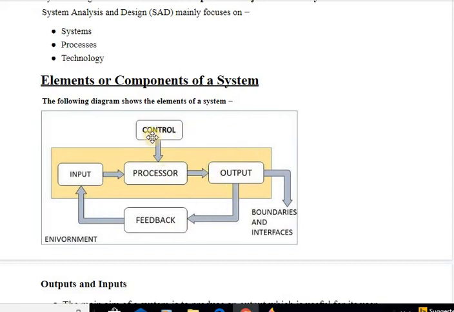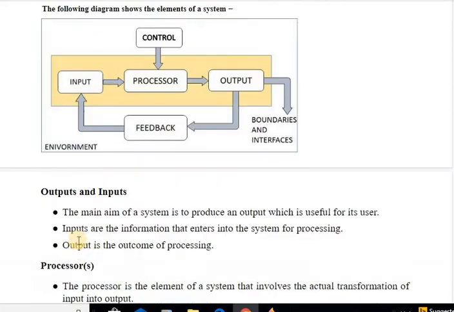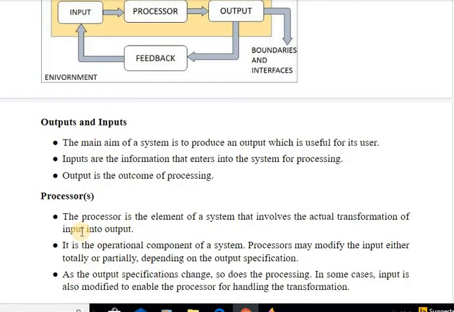So as you can see in the diagram, we have 5 units here, which are input, output, processor, control and feedback. Besides these we have boundaries and the interfaces, and the sixth one is the, for the seventh one is the environment. So we will study each of these individually.